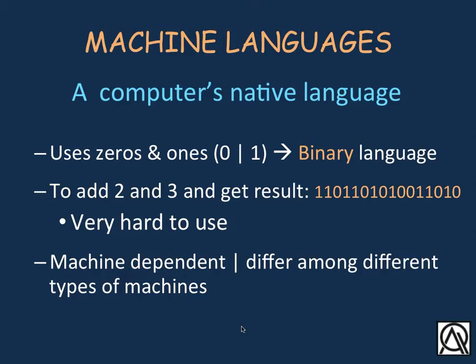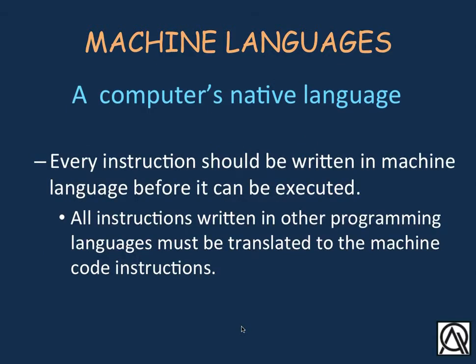Moreover, machine language is machine dependent. It differs among different types of machines. So the code over here might work on a certain machine and it might not work on another machine. So this is what we mean by machine dependent.